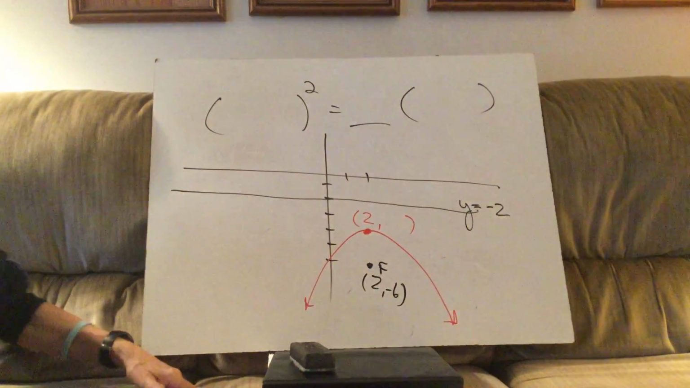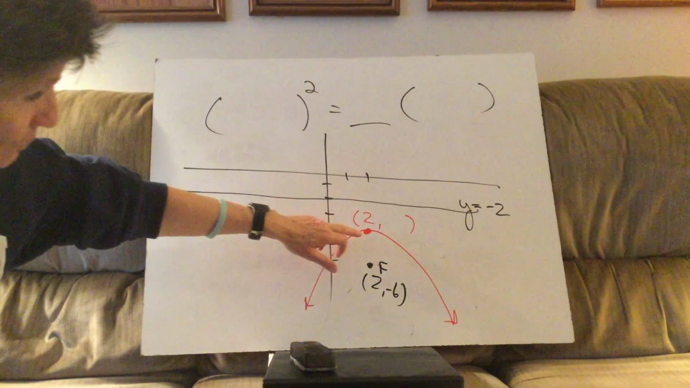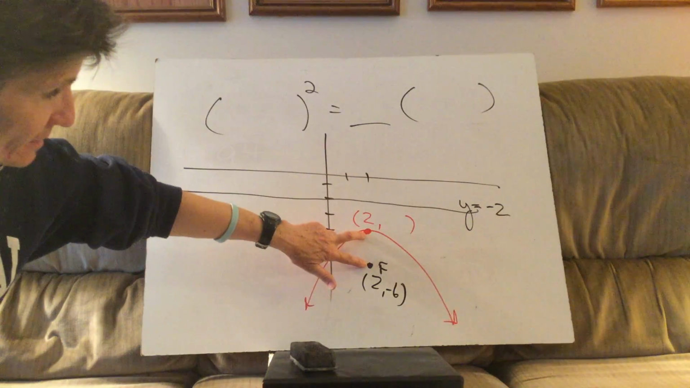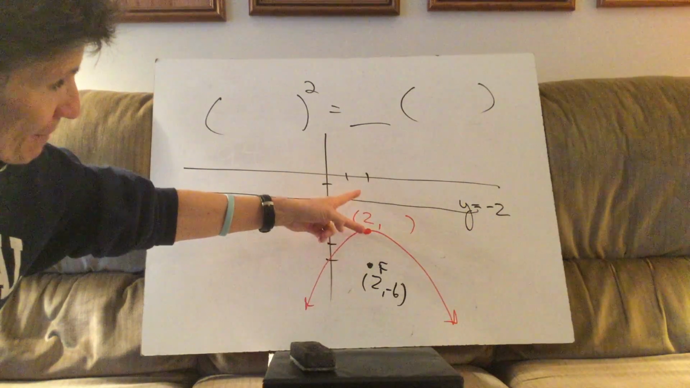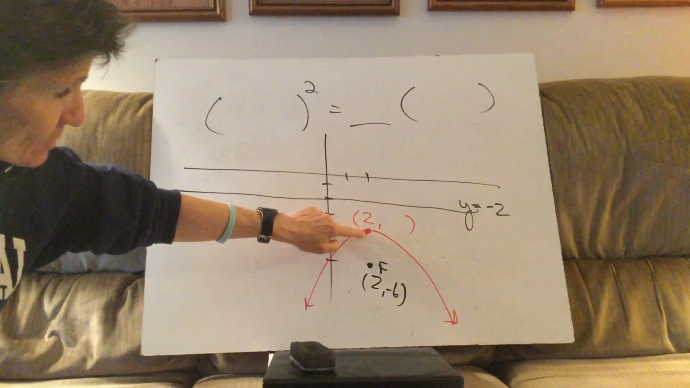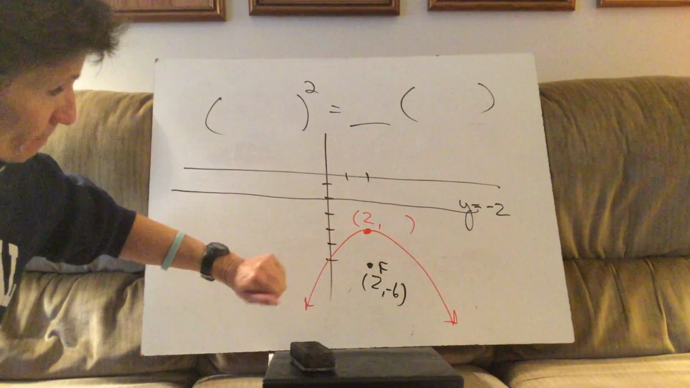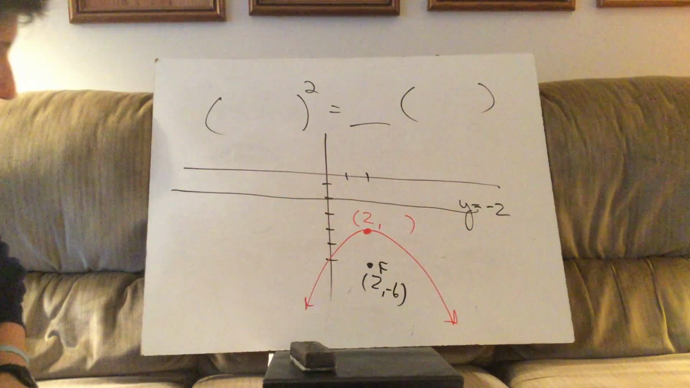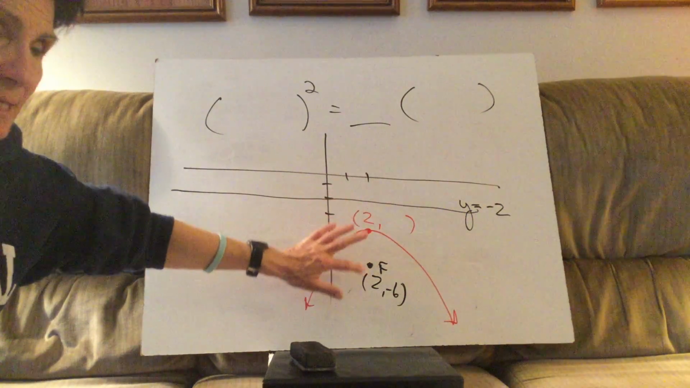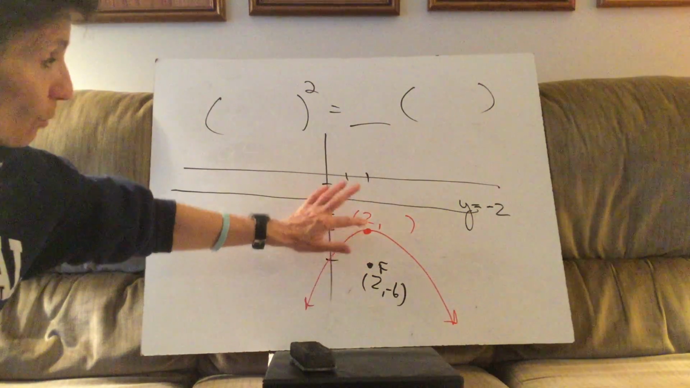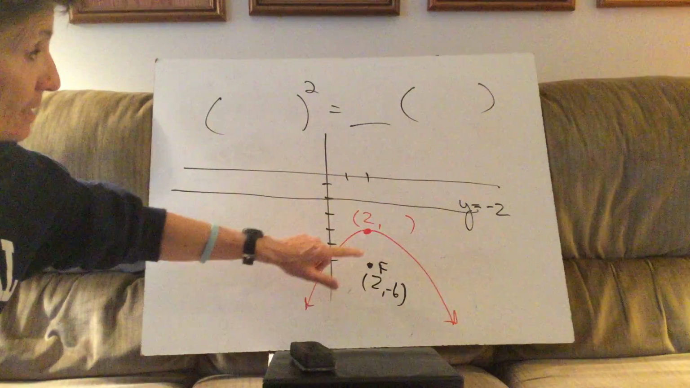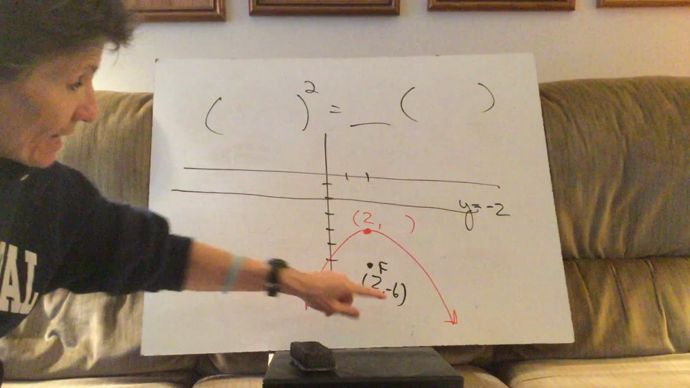Now, what about its y-coordinate? Well, remember that if you start at your vertex, the distance you go to your focus is exactly the same as the distance that you go to your directrix. So in other words, that vertex is right in the middle of the focus and the directrix. Because if we go down, let's say we go down 7 for our focus, we're going to go up 7 for our directrix. This is right in the middle. So we're at (2, -2).